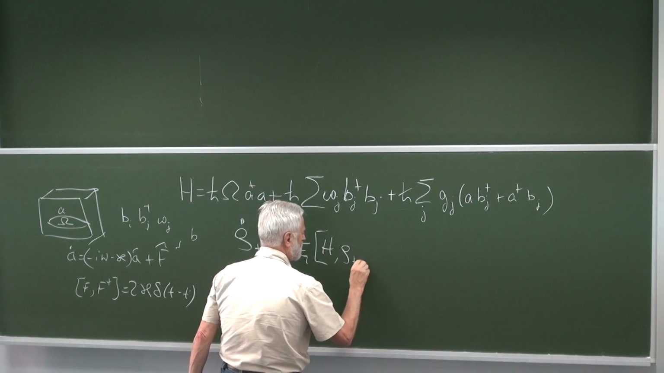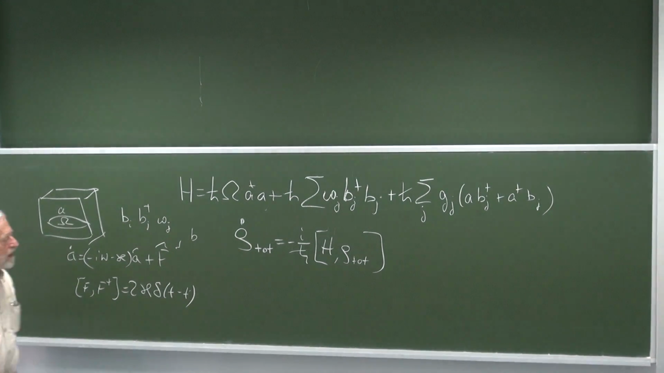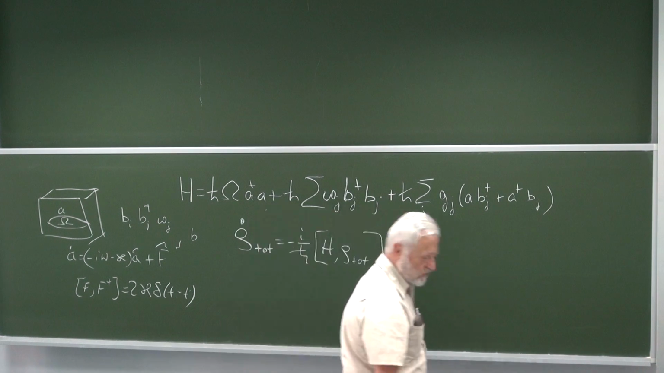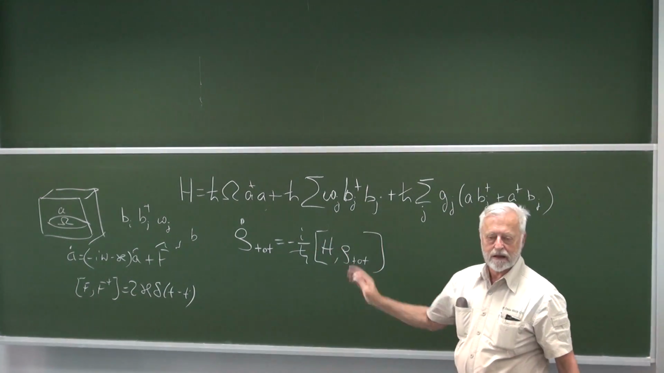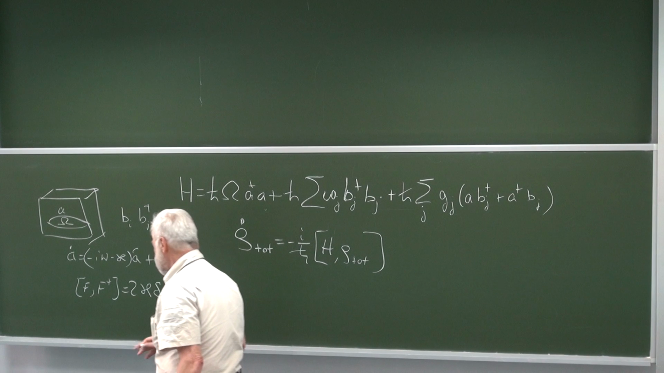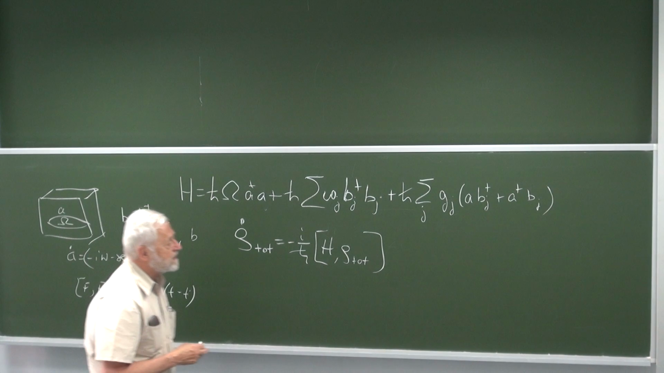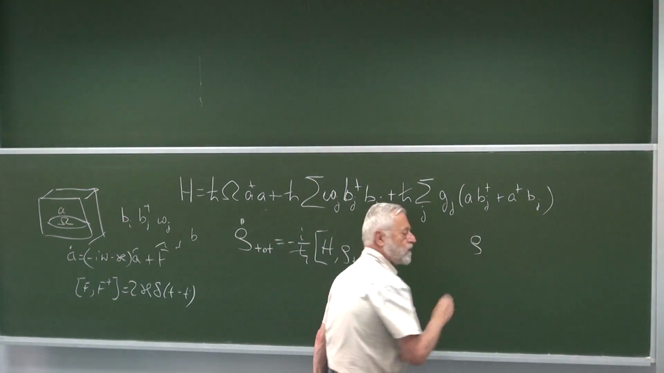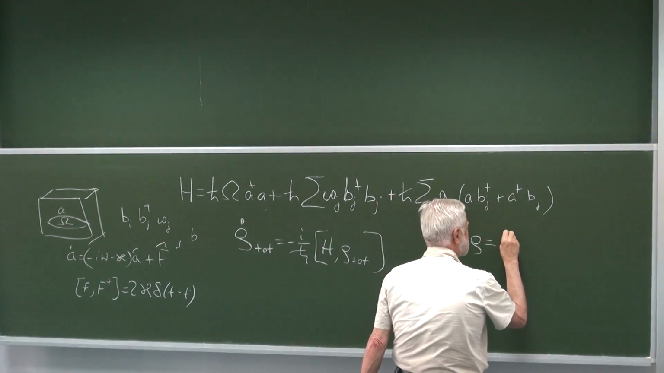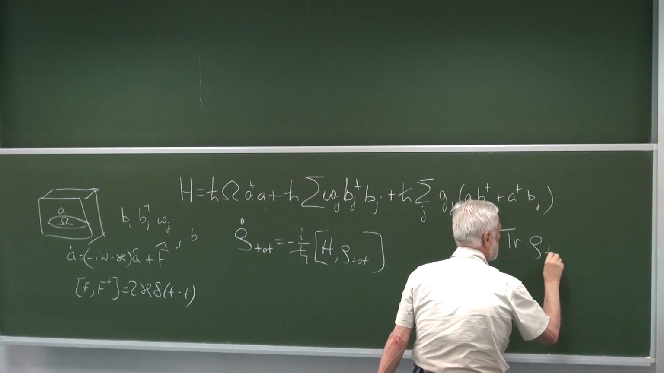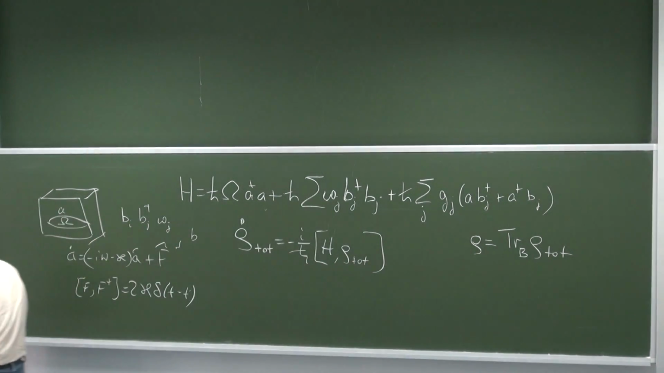And of course, this is minus i over h bar, the commutator of the total Hamiltonian with rho total. Now, this is of course an equation which is not trivial to solve. One can do a lot with this particular Hamiltonian exactly, but this is not our aim. Our aim is to derive the reduced equation, an equation for the density matrix of our subsystem, which by definition is the trace of rho total with respect to the bath, with respect to the variables of the reservoir.